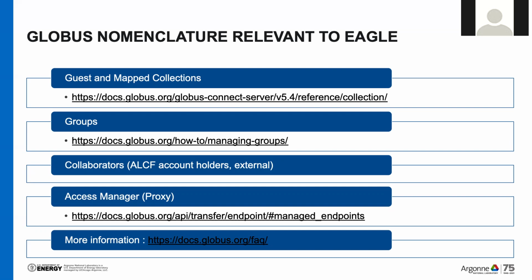And we have internal collaborators and external collaborators. Internal collaborators are the ones that have an ALCF account. External collaborators are the ones that do not have an ALCF account, but they do need to have a GLOBUS account in place. Access Manager is a select user who can act as a proxy on behalf of the PI to manage the collection. The Access Manager has the ability to add users, remove users, and grant or revoke read-write access privileges for those users on that particular shared collection.